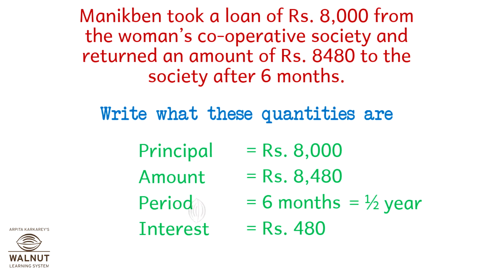The period N is 6 months, which is half year. The interest is rupees 8,480 minus rupees 8,000, which is 480. Let's move on.